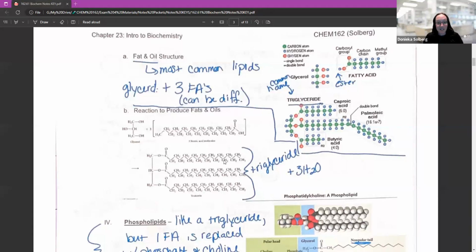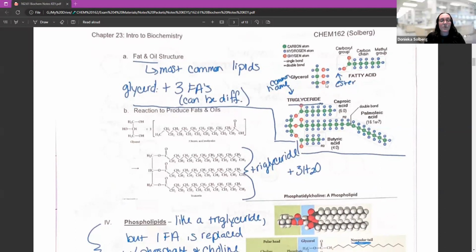a triglyceride, or sometimes a triacylglyceride, but a triglyceride. And this is my glycerol over here. It has now made 3 ester linkages or ester bonds, and I have my 3 fatty acids attached to the one glycerol. That is going to be like a fat molecule.